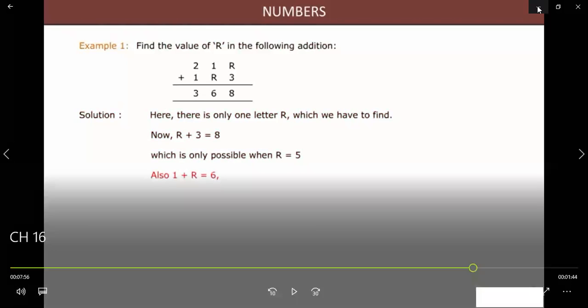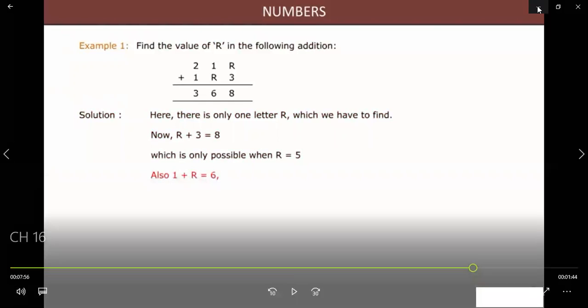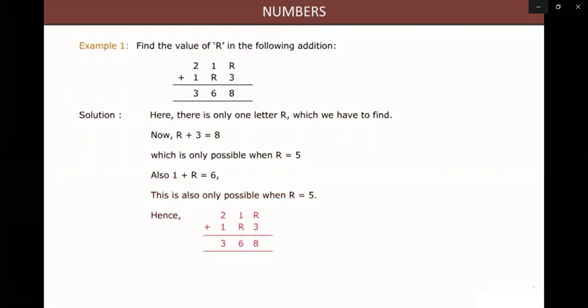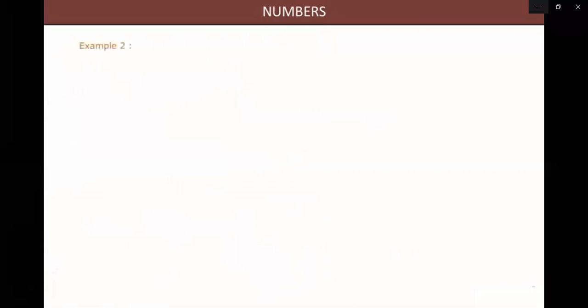Then, if we take r equal to 5, 1 plus r is equal to 6, which is also valid. So our answer is correct. The only possible value of r is 5. Hence 21r plus 1r3 is nothing but 215 plus 153, that is 368. So this was the first easy example. Now let's take one more example.